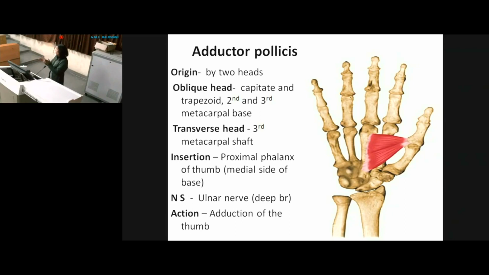And this muscle is found medially, so this muscle is supplied by the ulnar nerve. Okay, as compared to the other muscles of this thenar eminence, which are supplied by the median nerve, now this muscle is supplied by the ulnar nerve. And the action, as the name is adductor pollicis, the function of this muscle is adduction of the thumb.